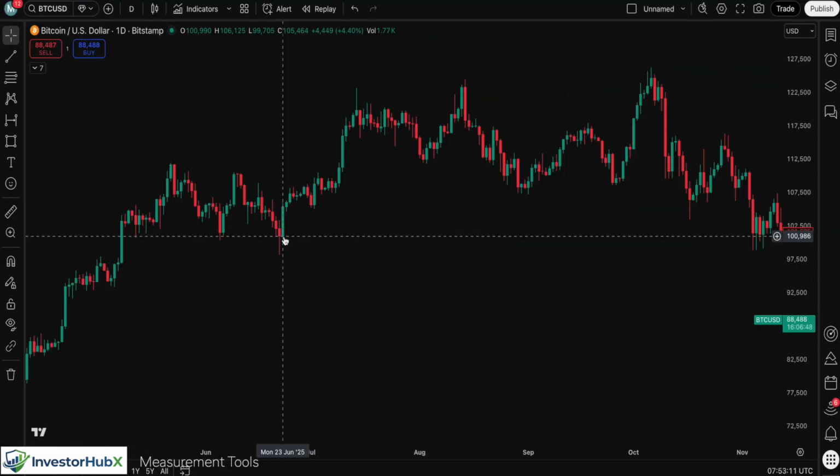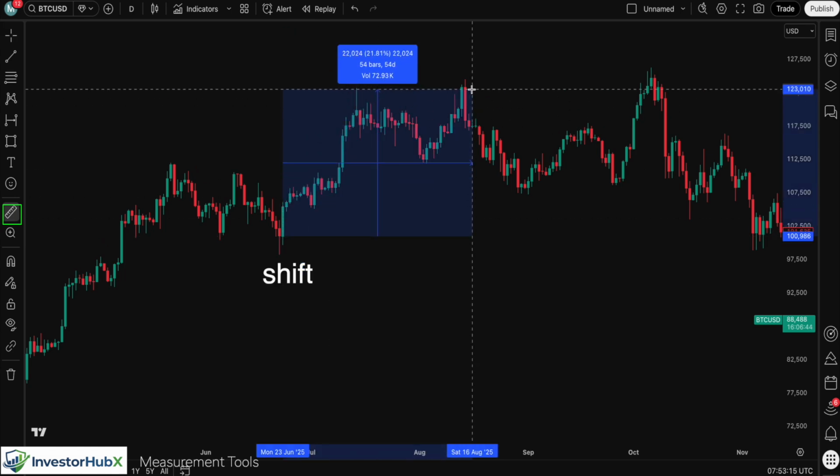The ruler is the quickest measurement tool. You can activate it by holding down the Shift key, then clicking and dragging on the chart. The ruler shows both the price change and the percentage move between 2 points. Unlike the price range tool, the ruler is meant for quick checks, not detailed analysis. It does not stay on the chart unless you place it deliberately.